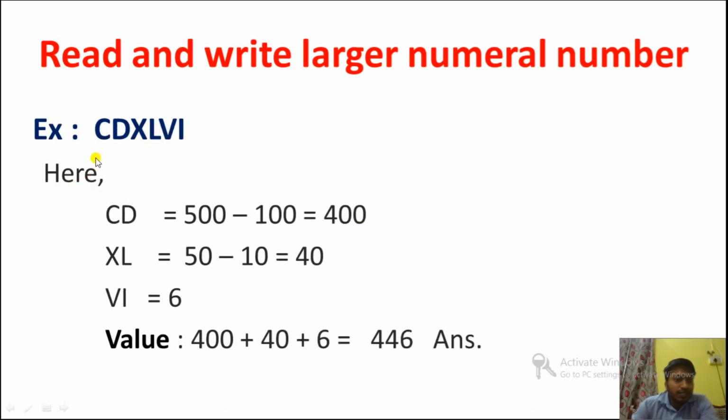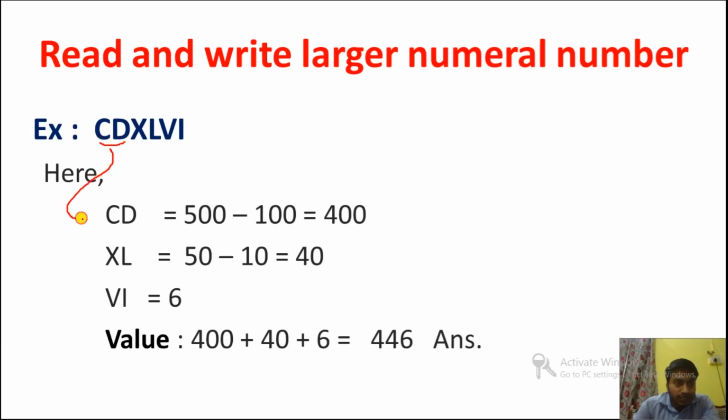Now we have another example. CDXLVI. Clear? Now here you can see we have C, and this is a smaller value symbol. After C we have D, and D is a higher value symbol, and C is written just left of the higher value symbol. That means there will be subtraction.